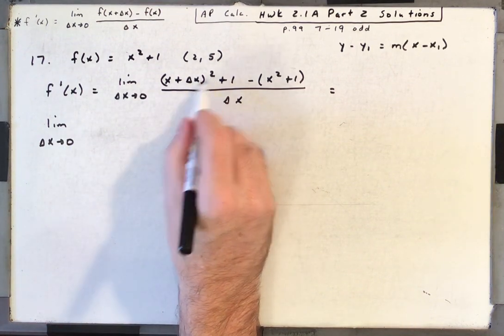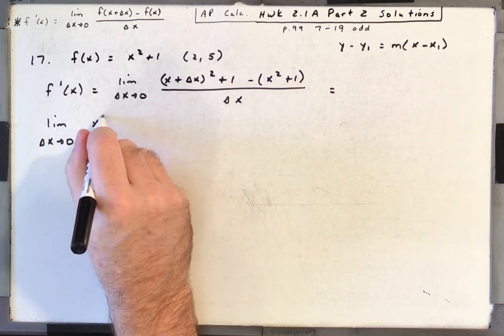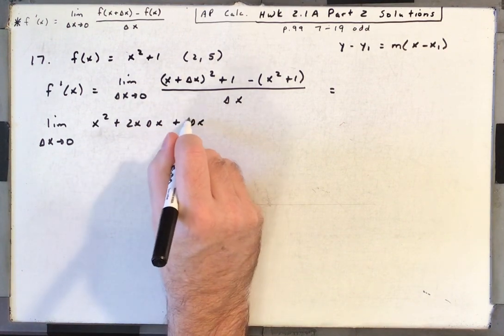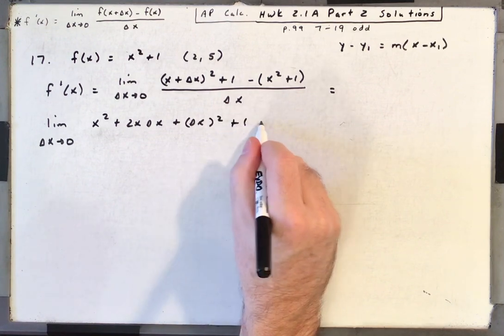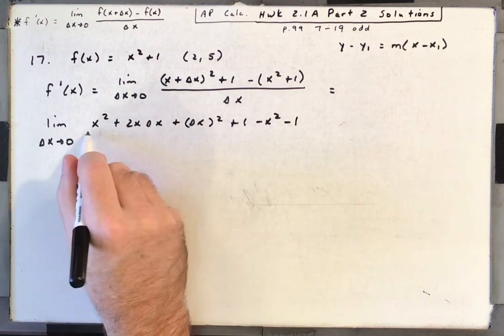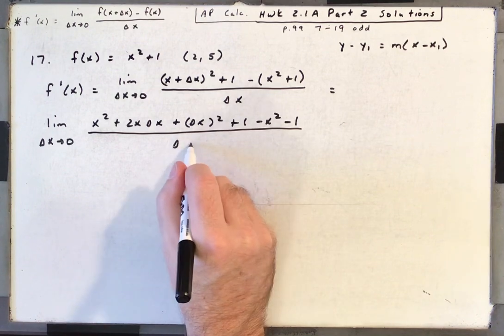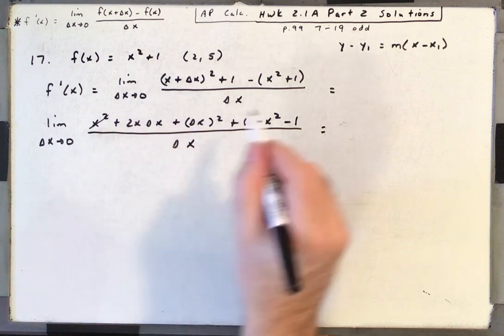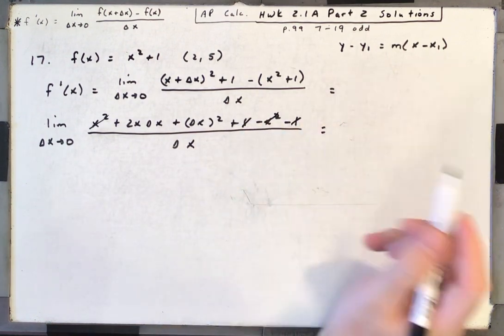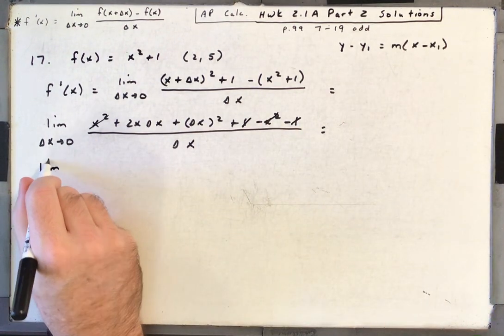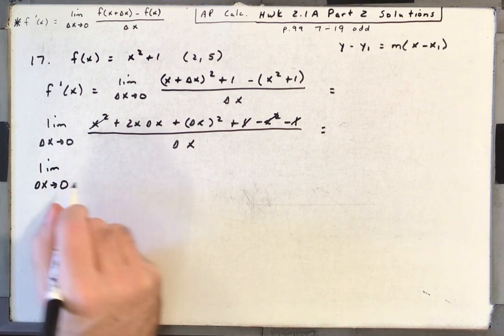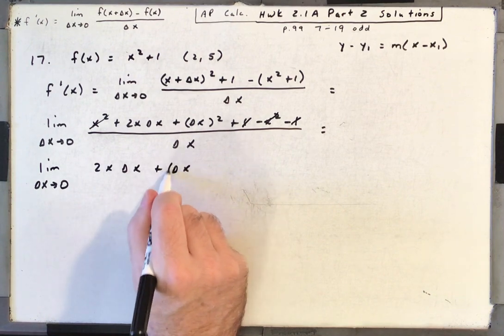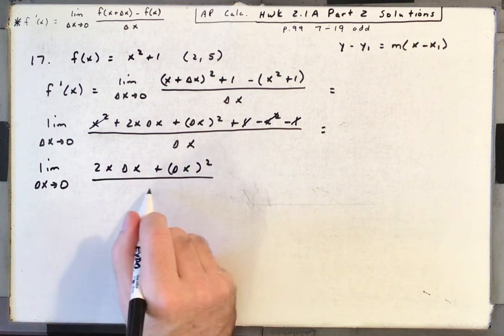Okay, expand that (x plus delta x) all squared, and you're going to get x squared plus 2x delta x plus delta x all squared, plus 1, minus x squared, minus 1, over delta x. Alright, so the x squared and negative x squared cancel, the 1 and negative 1 cancel, and you've got the limit as delta x approaches 0 of 2x delta x plus delta x all squared over delta x.